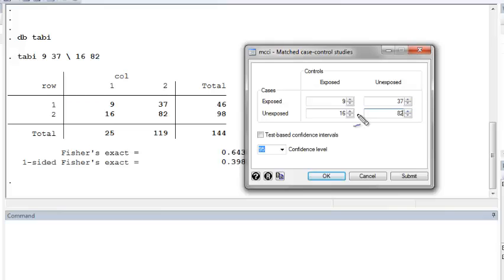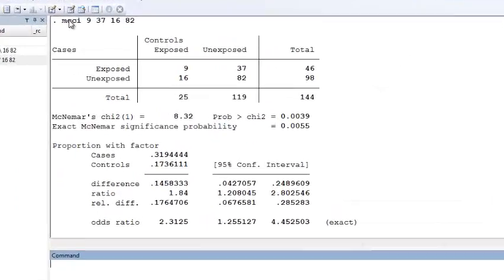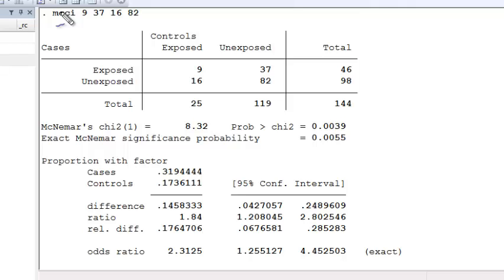If you remember, McNemar's test works on the discordant pairs. So in this case, we have 37 plus 16 discordant pairs in the data set. We see that they reconstruct the matched pairs table, the 2x2 table of matched pairs, and then if you come down, the first testing line gives you the large sample McNemar's test.